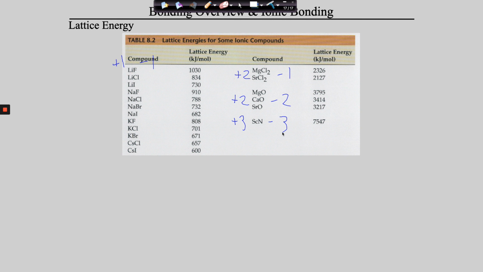Now let me ask you this. Which is the major predictor? Does lattice strength depend more on charge or more on size? Charge. Look at how big these numbers are. So guys, the strength of the lattice is predominantly dependent upon the charge of the ions that make it up, which makes sense, right? The more positive and negative things are, the more they stick together. So the major predictor is charge, the secondary predictor is size.